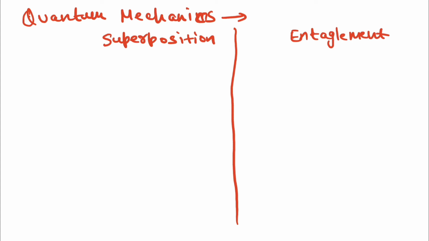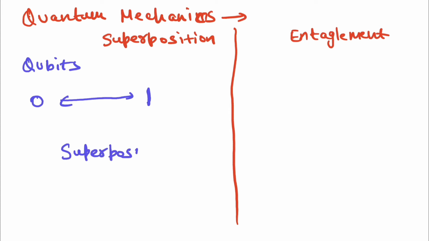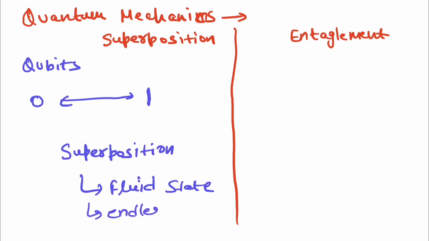As I just said, quantum computers work on the principle of qubits, right? Now qubits can have multiple states. Just take an example of 0 and 1 only, and it can have multiple states in between 0 and 1, infinite states in between 0 and 1. So this principle is called superposition, that you can have fluid states, you can have endless states. There is no limitation on the number of states you can have.